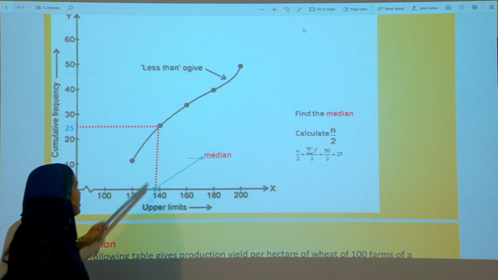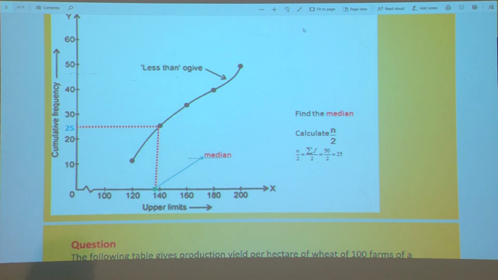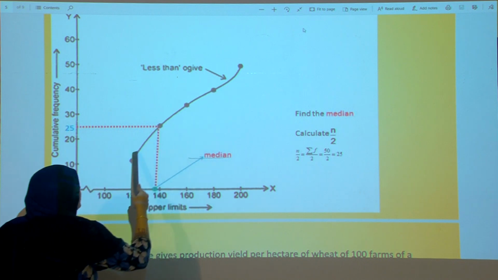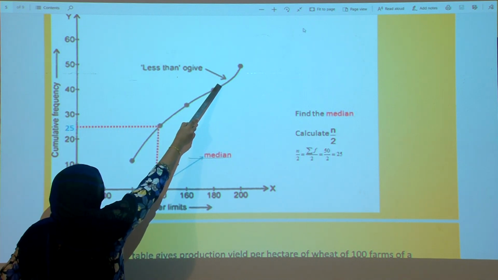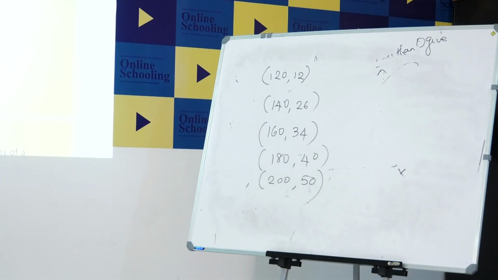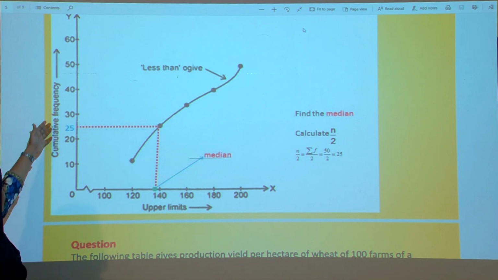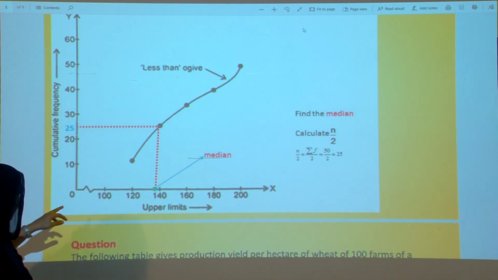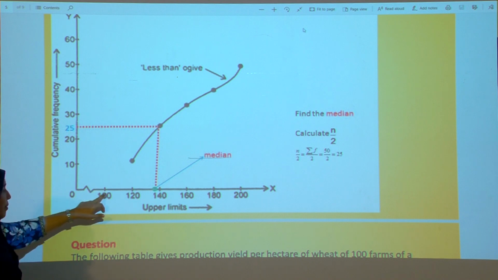We get these points. So after plotting the points, just join these points, and we get a smooth curve. This curve is called the less than ogive. And we mark upper limits on the x-axis and the corresponding cumulative frequency on the y-axis. And there is a small discontinuity here because we have started the graph right from 100.